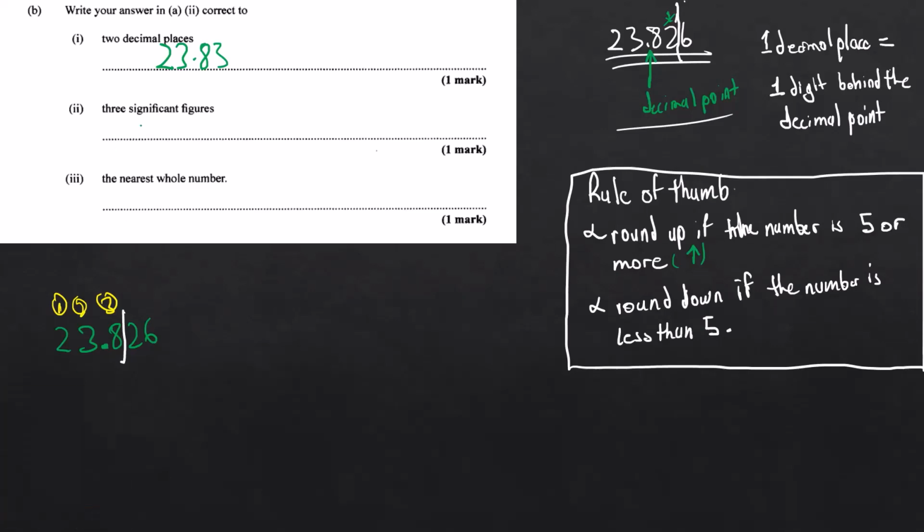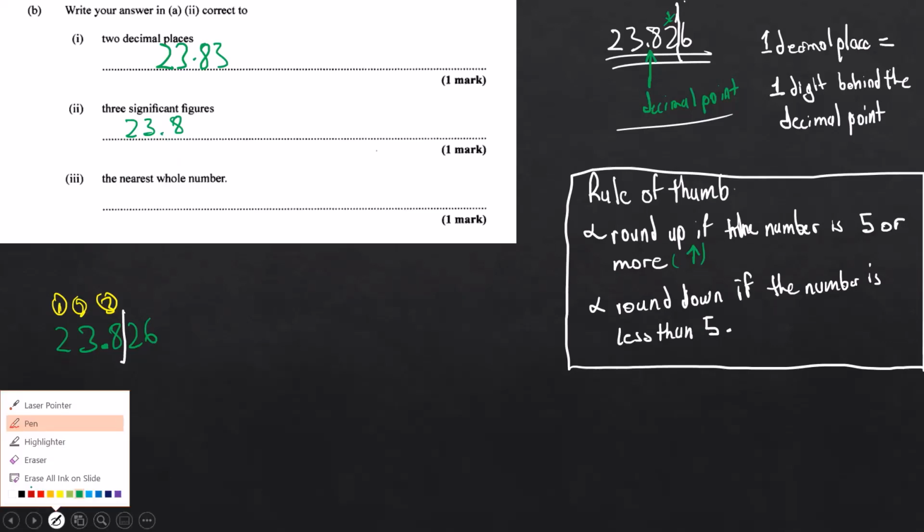Rounding down means you take the value as it is, right? That's what it means to round down. Just take the value as it is, your 3 significant figures as it is. So 1, 2, 3, all 3 of these figures are significant. So to three significant figures, 23.8.